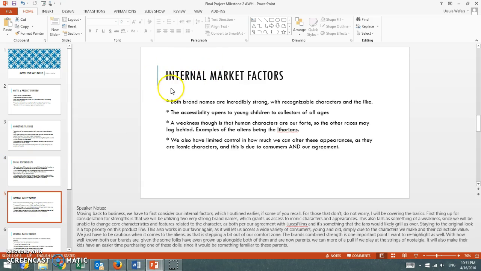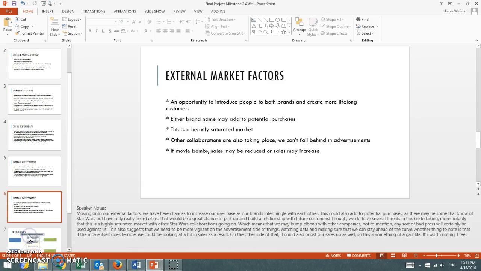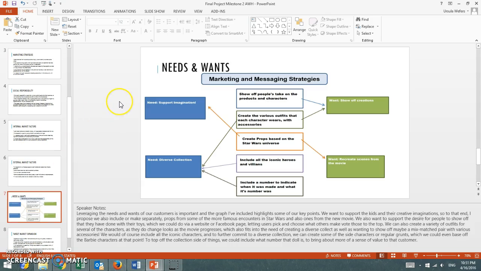Then he discussed the main internal factors. So in this case they are the strengths and weaknesses. What is he leveraging to make his product better? That's the same with the externals. And then he gets to the wants and needs.